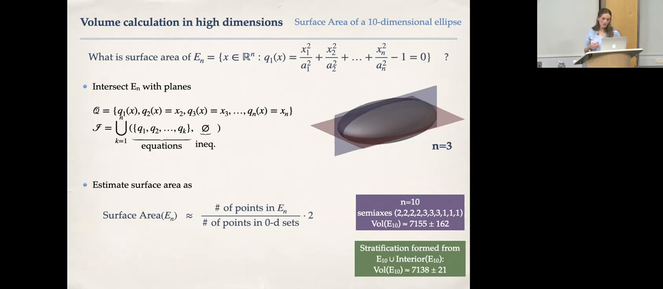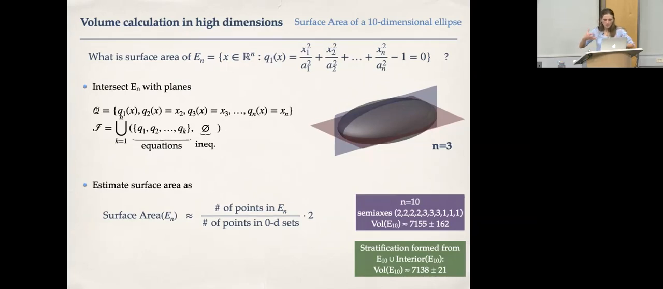So one way to estimate the surface area of such a high dimensional surface is to construct a stratification by slicing it with planes. So slice it with one plane, it gives you a lower dimensional manifold, slice it with another plane, a lower dimensional manifold, and so on. You keep doing this until you get to 0 dimensional manifolds, which are points. And in this case, there's 2 points. So I know the volume of that 0 dimensional set is just 2.